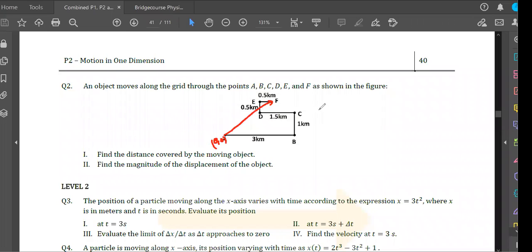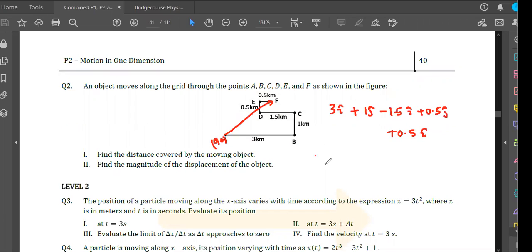Just write down step by step. So 3 kilometer in the positive x-axis. So 3 i cap. Now 1 kilometer in the positive y-axis. So plus 1 j cap. Now again 1.5 kilometer in the negative direction. So minus 1.5 i cap. Now again 0.5 in the upward direction. So 0.5 j cap. Now again 0.5 in the positive x direction. So plus 0.5 i cap.